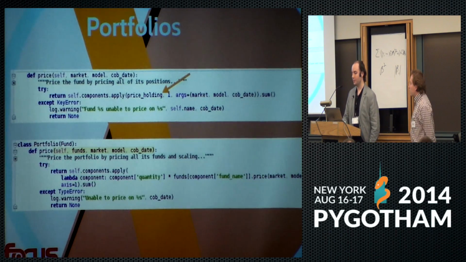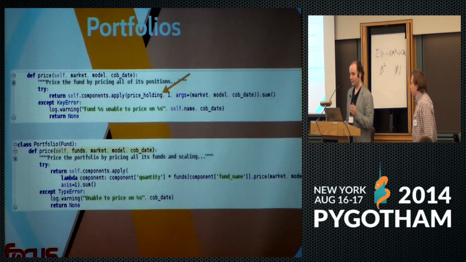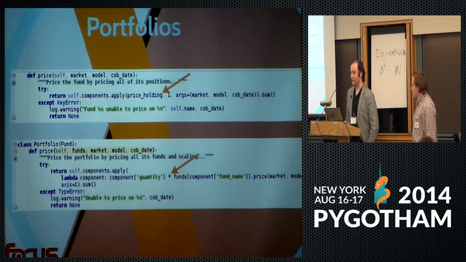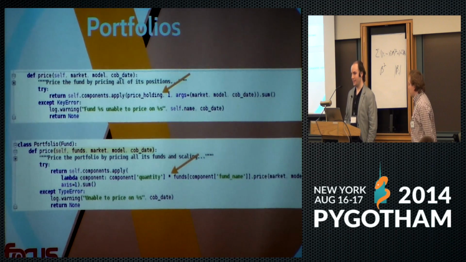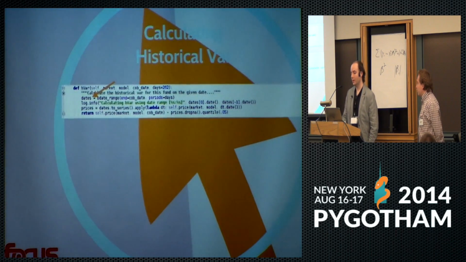So with a pricer, then we can price a fund. We just extend onto our fund object, price holding, price, and we use the data frame apply function, apply pricing across all of it, sum it, and then we've got the price for the fund. For a portfolio, almost exactly the same. Apply the fund's price across all the funds, multiplying by the quantity of holdings you have in the portfolio, and off you go.